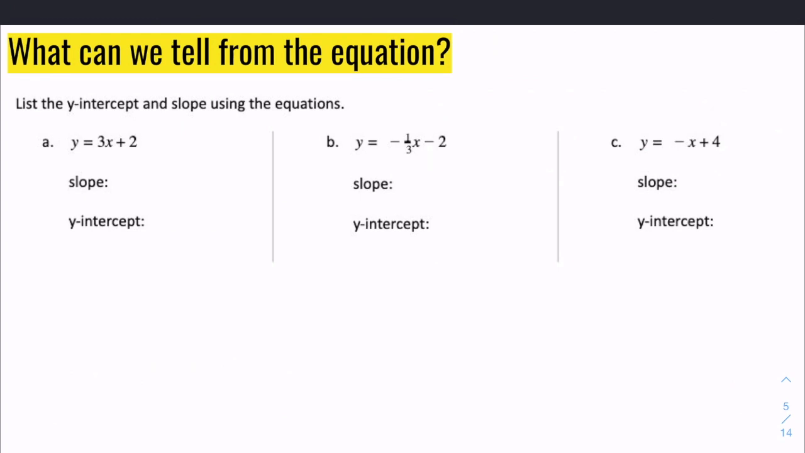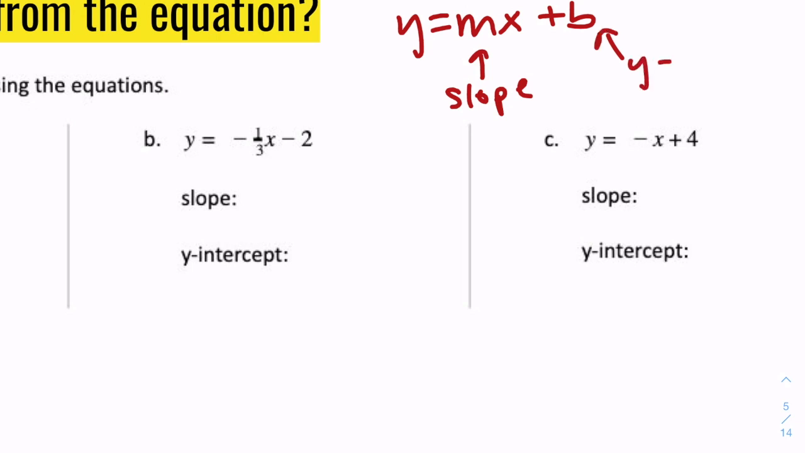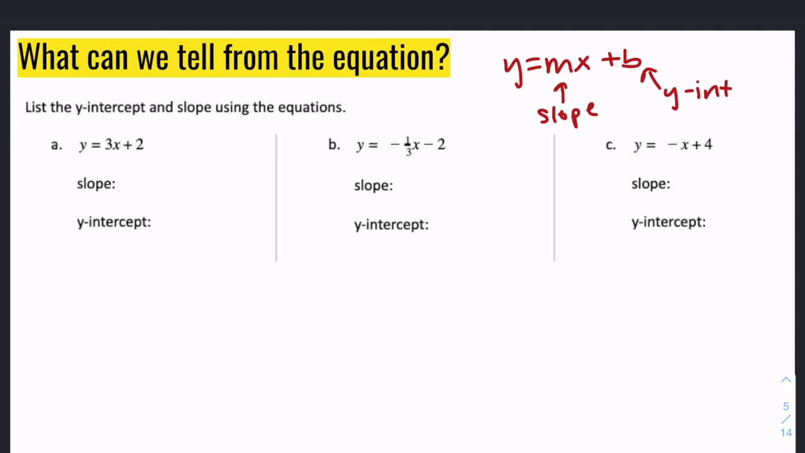So the first thing you need to be able to do before you go on to graphing, before you go on to analyzing, is simply be able to identify the y-intercept and the slope from a slope-intercept form equation. So again, if we remember the format, it's y = mx + b, where m is the slope and b tells us what the y-intercept is.